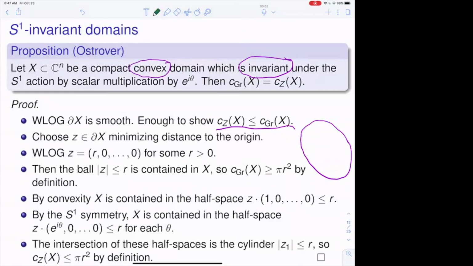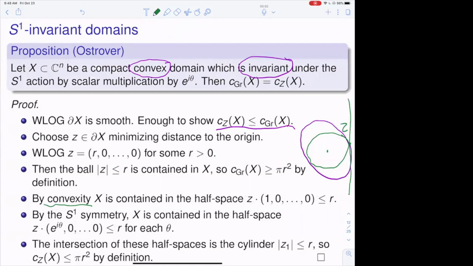So anyway, we basically look at the largest ball that we can put in here. So by definition, the Gromov width is bigger than or equal to the symplectic size of that ball, which the way I've written things is now pi r squared. So to complete the proof, I just have to show that the cylinder capacity is less than or equal to that. Now, I use convexity to say that X is contained in the half space determined by the tangent plane to the boundary of X at this point Z. So Z is, this is a very bad picture, but Z is over here somewhere, and there's a tangent plane, and the whole domain has to be on one side of that tangent plane.